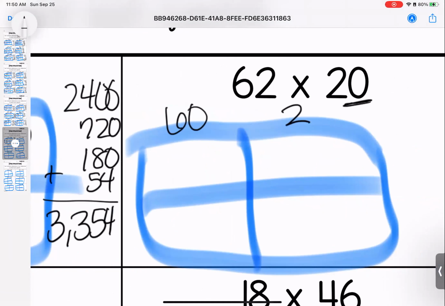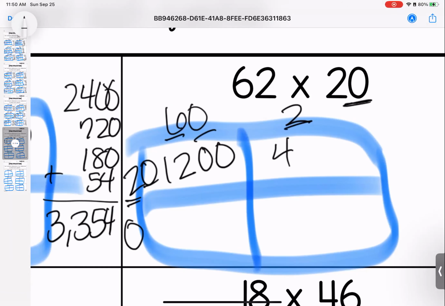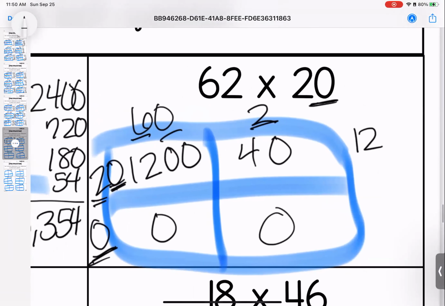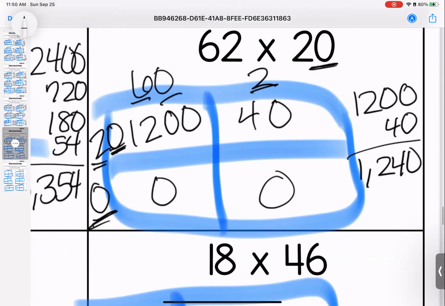Moving on, remember the 0, break it down. 60 and 2, 20 and 0. 2 times 6 is 12. I have 2 zeros. 2 times 2 is 4. I have a 0. 0 times anything is 0. Easy peasy lemon squeezy. I stack and add. 1,240.